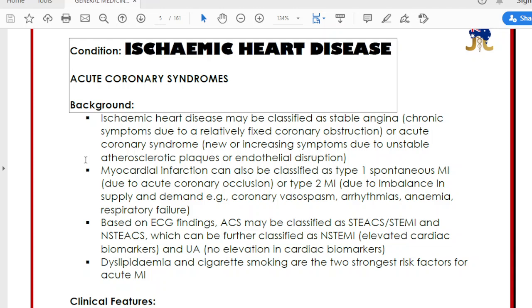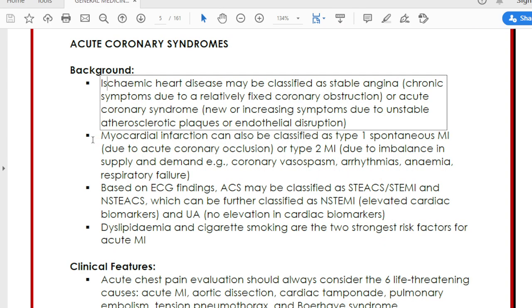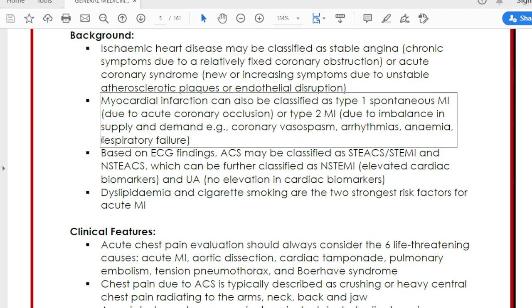Condition: ischemic heart disease, acute coronary syndrome. Background: ischemic heart disease may be classified as stable angina, chronic symptoms due to a relatively fixed coronary obstruction, or acute coronary syndrome, new or increasing symptoms due to unstable atherosclerotic plaques or endothelial disruption. Myocardial infarction can also be classified as type 1 spontaneous MI, due to acute coronary occlusion, or type 2 MI, due to imbalance in supply and demand, for example coronary vasospasm, arrhythmias, anemia, respiratory failure.